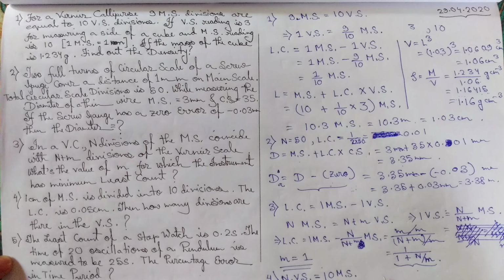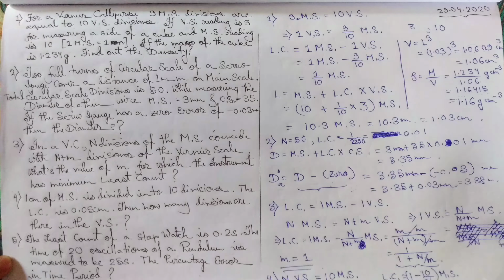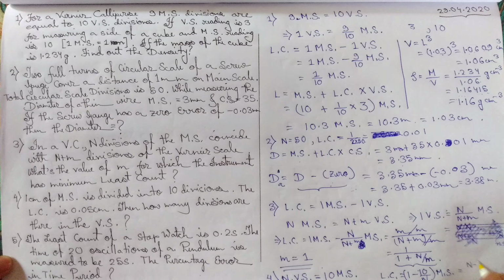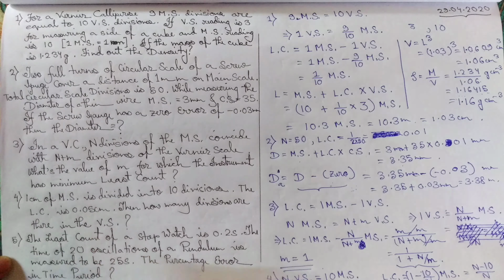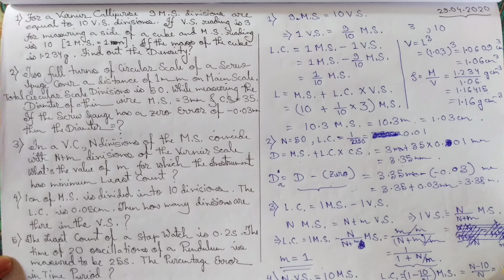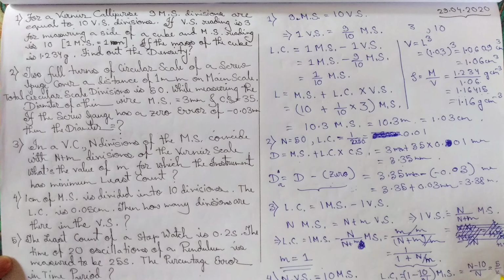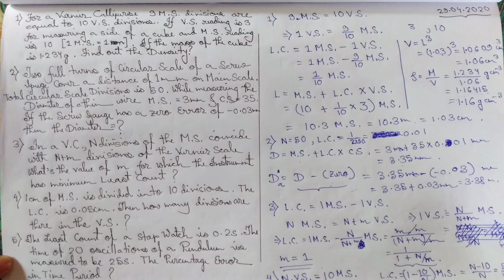So 1 VS will be 10 by n MS. Now we know least count equals 1 main scale division minus 1 vernier scale division. That means 1 minus 10 by n, right? So it will be n minus 10 by n. It is already given as 0.05, and 0.05 means 5 by 100, right? Solve this equation and you will find the value of n.